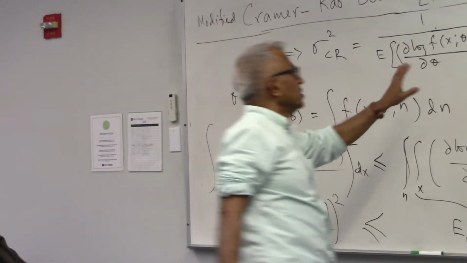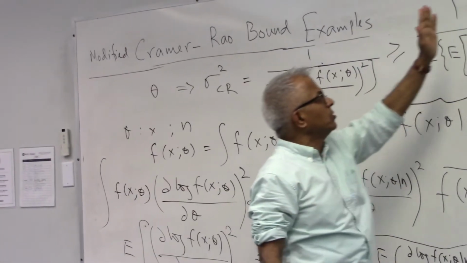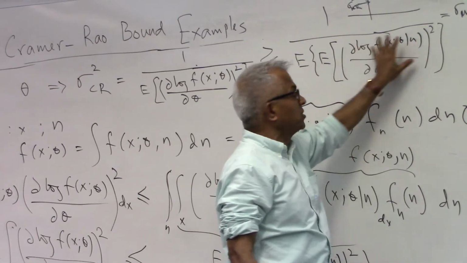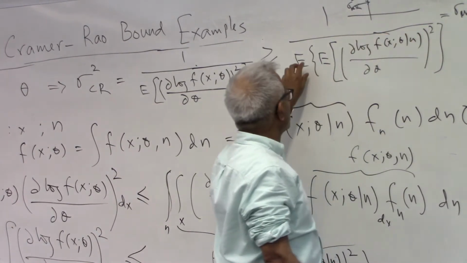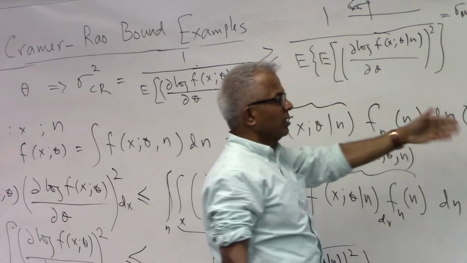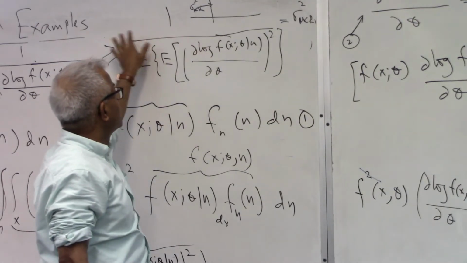So the thing is, if there are too many random variables, you freeze some of them, find the conditional Cramer-Rao bound, then you remove the condition on that. I proved it exactly that this will hold.